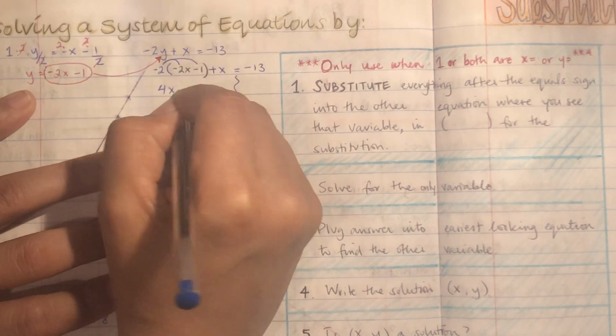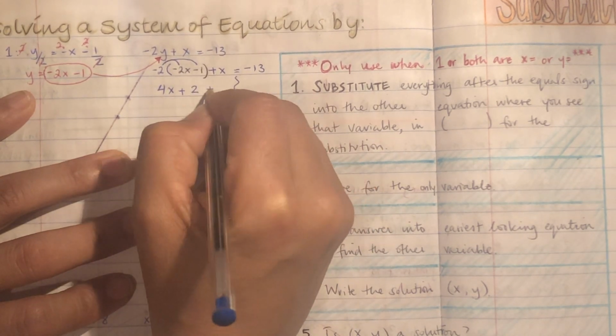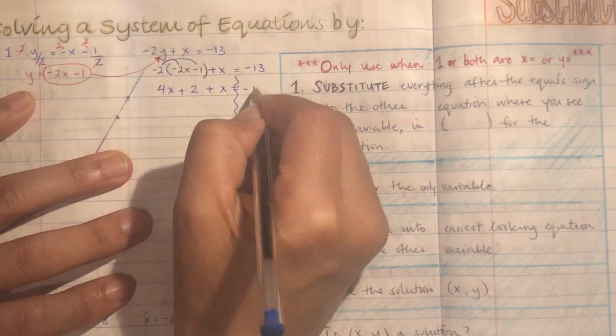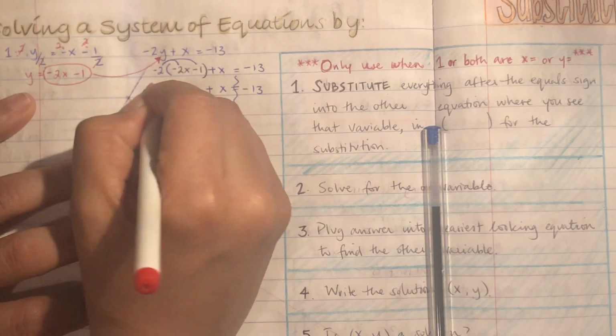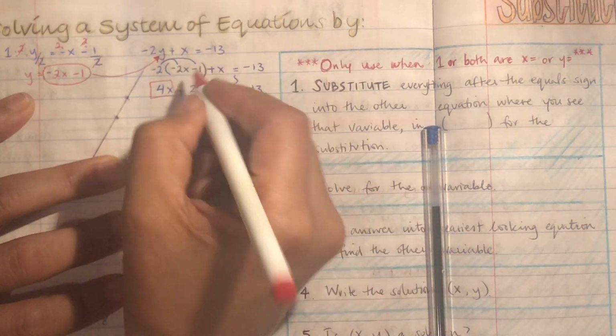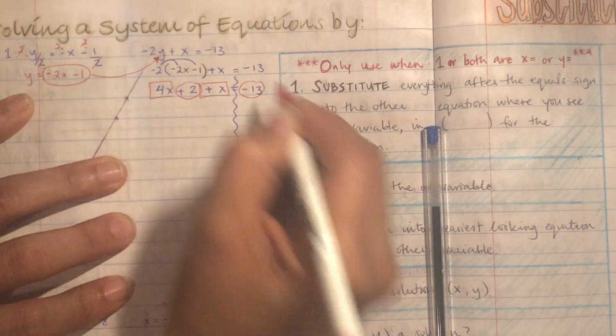Negative times a negative is a positive. 2 times 1 is 2. Bring everything else down. Plus x equals negative 13. All right, then what do I want to see? Boxes and circles. So box. Don't forget the symbol. That's a circle. That's a box. That's a circle.